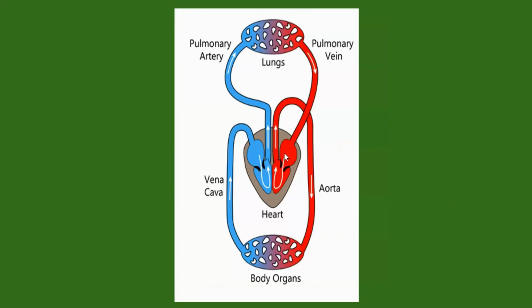Here we can see that it is a double circuit. The heart has 4 chambers. The 2 upper ones are actually collection chambers, and the 2 lower ones are pumping chambers with thick walls. Now one of these circuits is the one which goes through the lungs and collects oxygen. The other circuit is the one which goes through the rest of the body and comes back again to the heart.